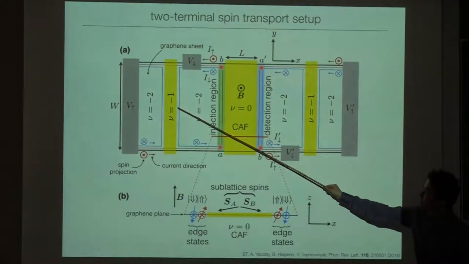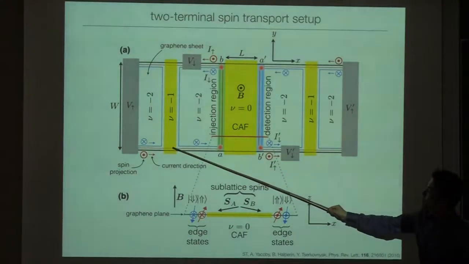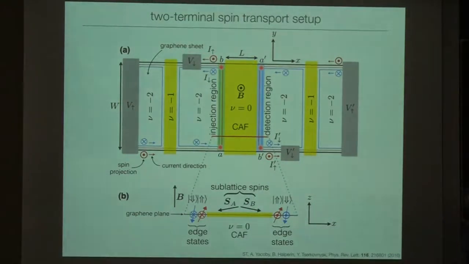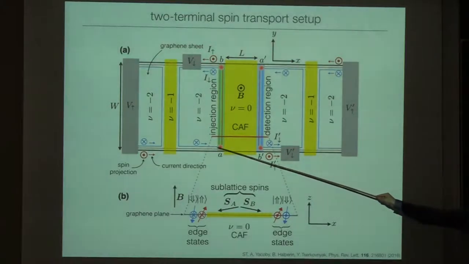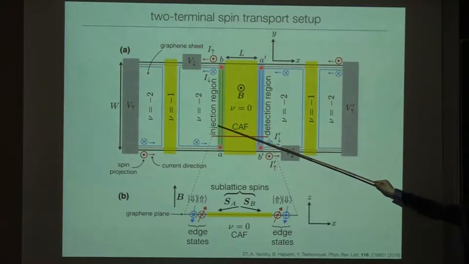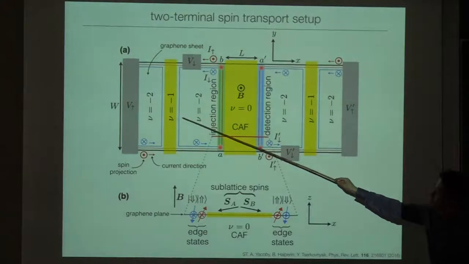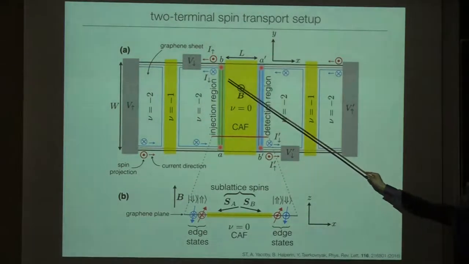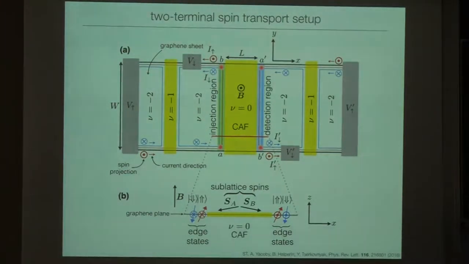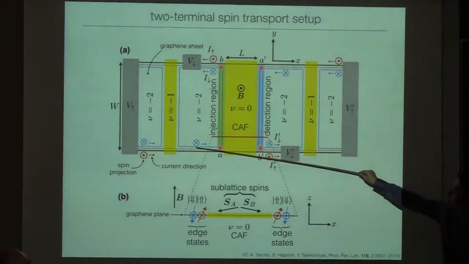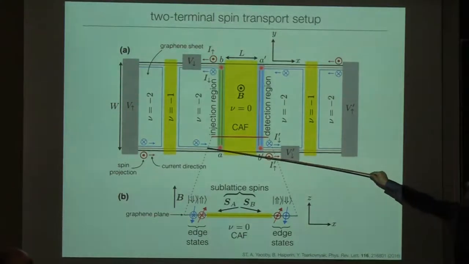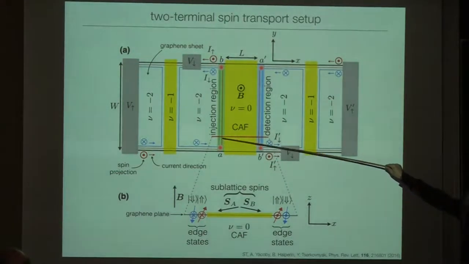But this minus 2 region, minus 1 region is inserted in between to deflect one of the edge states. So you have one of the spin polarizations going through, while this minus 2 region is inserted here so that the spin down polarized channel can come in emanating out of that ohmic contact, which may be biased at a different value. So essentially what this effectively allows us is to inject spin current polarized along the Z direction through this edge channel at the bottom, and it enters this injection region.